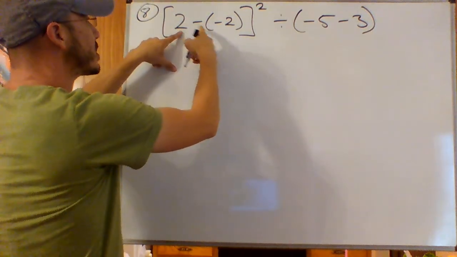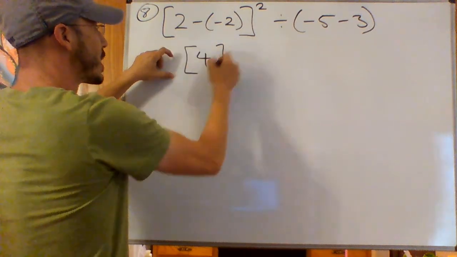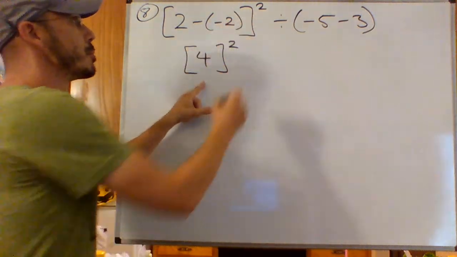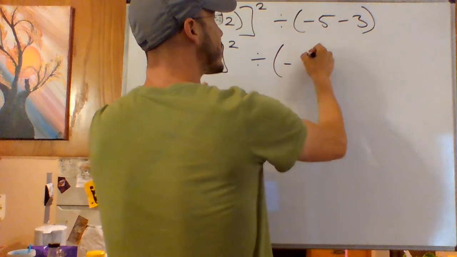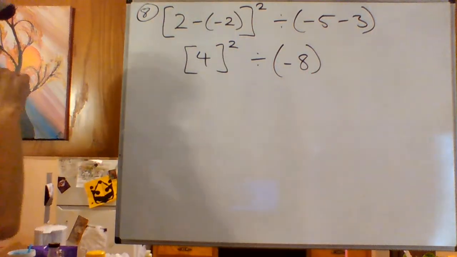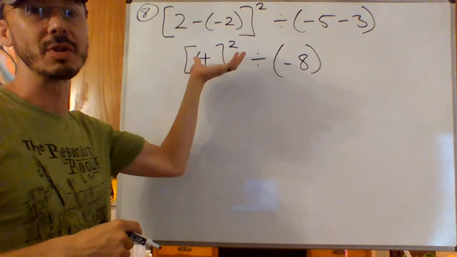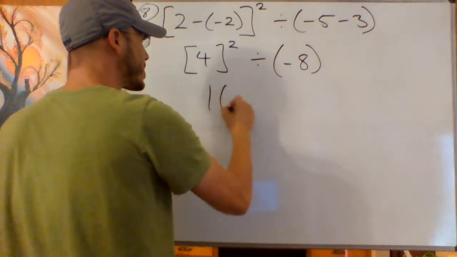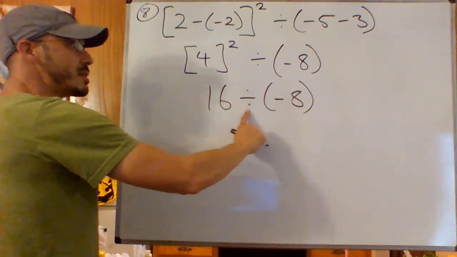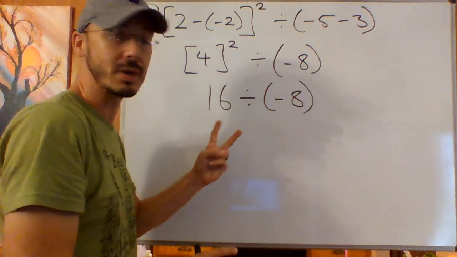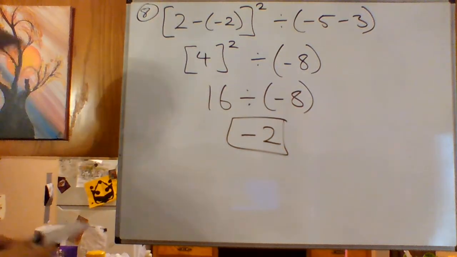So just write this: 2 minus negative 2 is 4. And maybe it's in brackets, it doesn't matter. I need to square that still. But then divide it by negative 5 minus 3, that's negative 8. Now the order of operations, we've done the grouping, the parentheses part. Exponents are next. So this 4 squared, that's 16 divided by negative 8. And this is all that's left. 16 divided by 8 is 2. 16 divided by negative 8 is negative 2. And that's it.